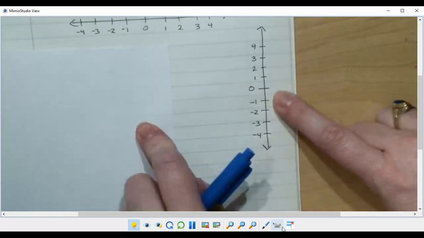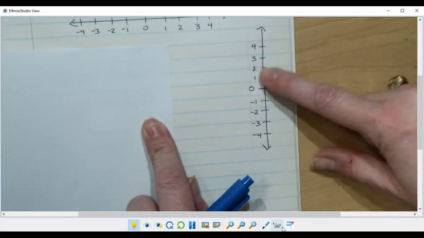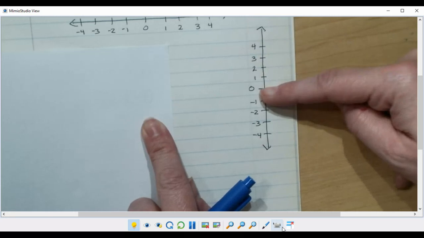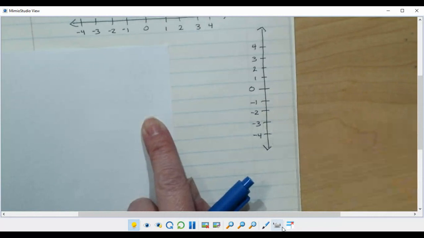Same thing for a vertical number line. 0 smack dab in the center. We go 0, 1, 2, 3 and continue on. When we drop down, we go the same order. 0, -1, -2, -3, etc.